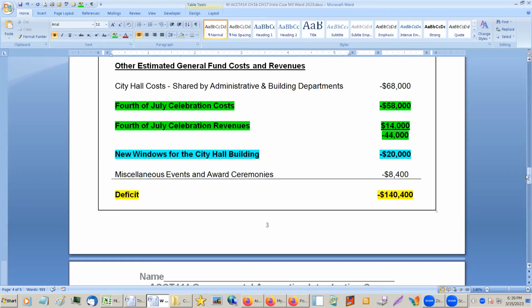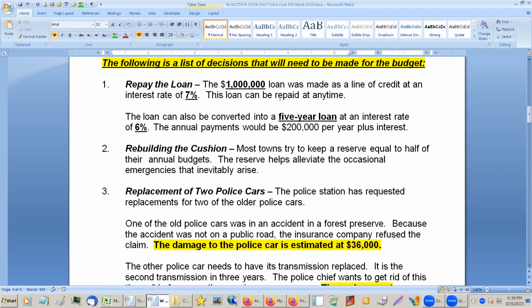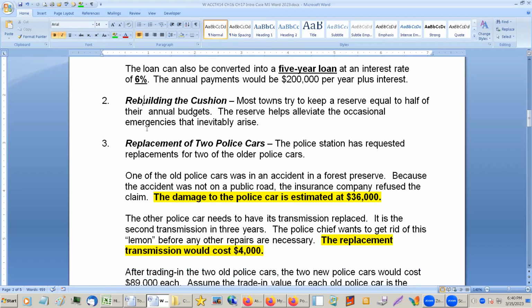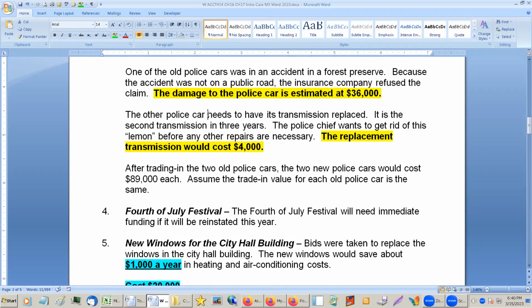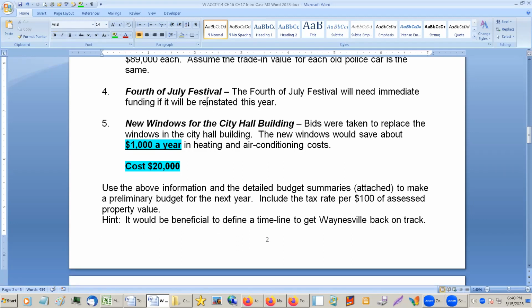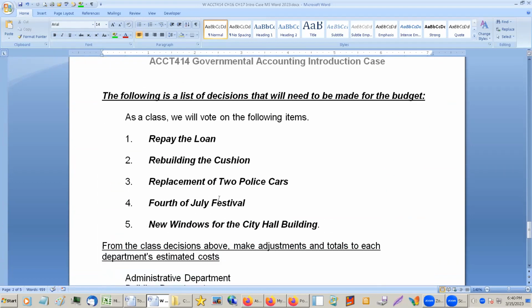All right, so let's get a handle on these. Okay, the decision we have to make: are we paying the loan? Possibly converting it into a 5-year loan, rebuilding the cushion. The two police cars, you're probably going to have to do a little more work on those to see what we want to do. The 4th of July festival, that's a yes or no, right? And the windows too. So let's come down here and put in some of the things that we're going to vote on.